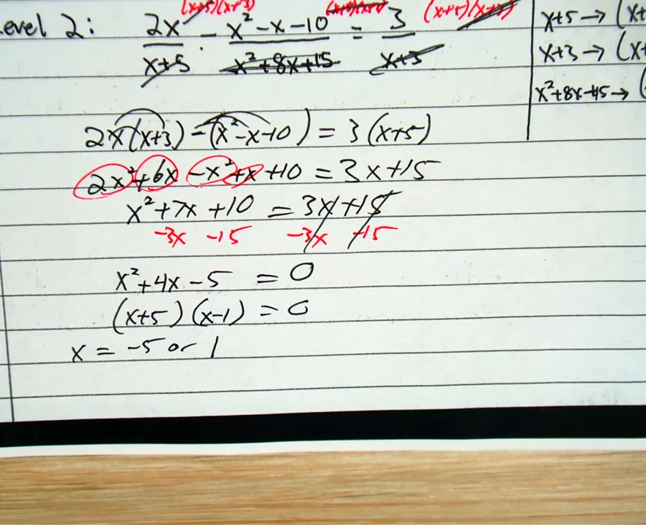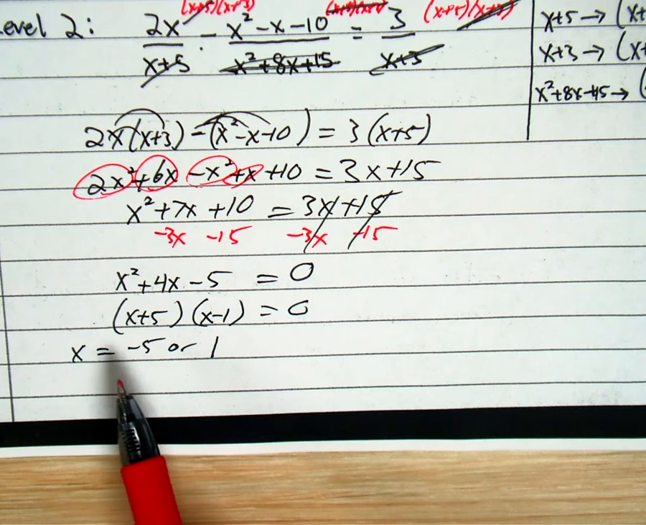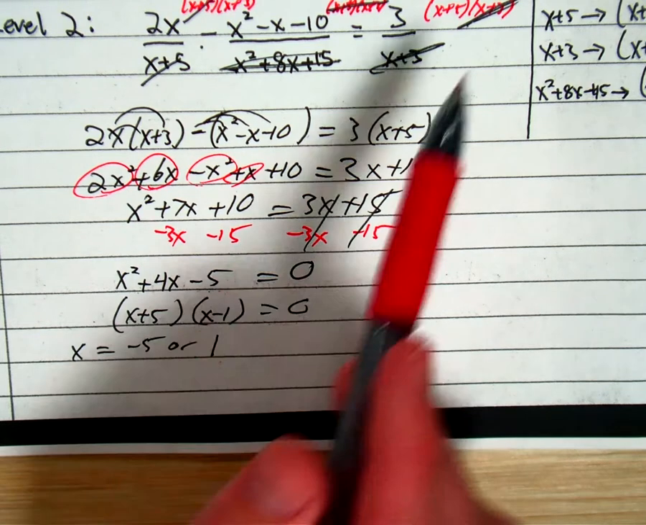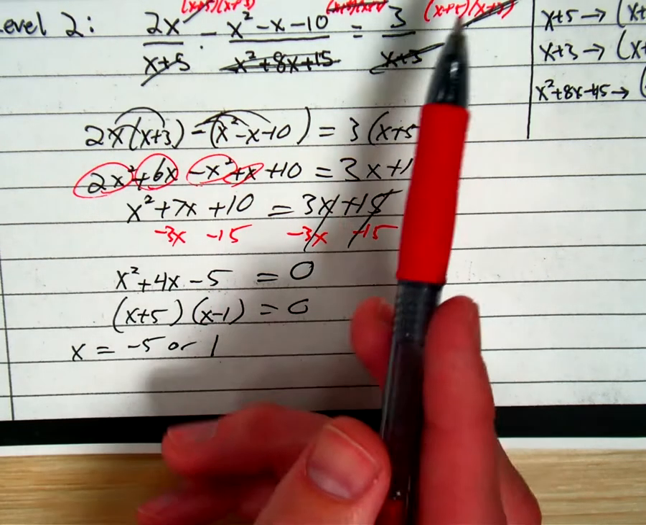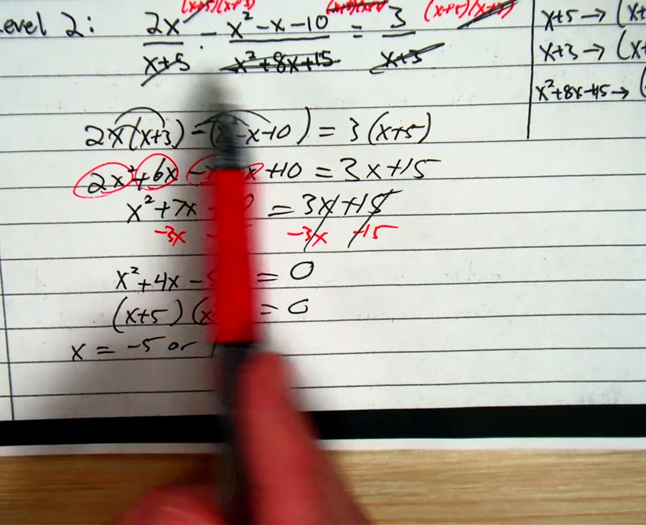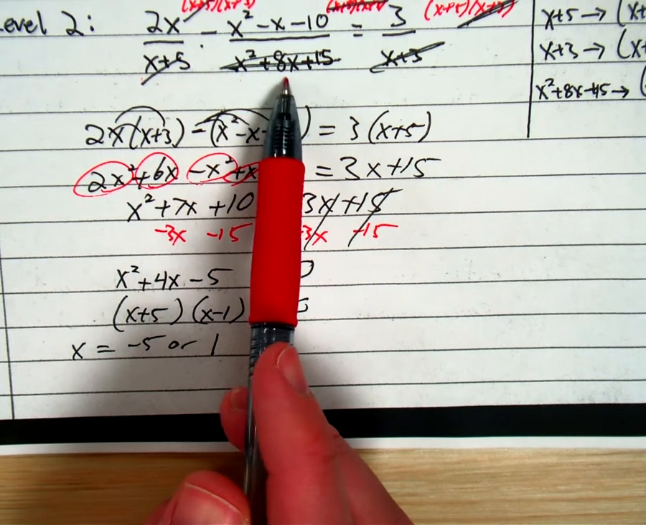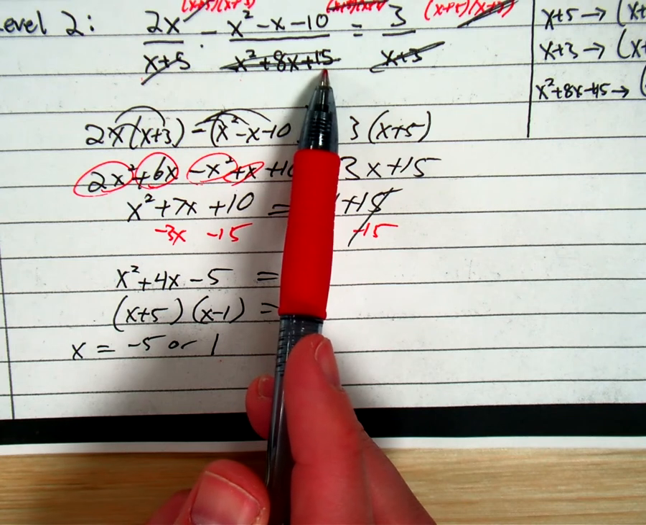Whew, that was a lot of work. But guess what? You're not done. Alright, now we got to check them out. And most of the time you don't have to actually put it through and check it out the whole way. The most common thing here is to make sure that negative 5 or 1 doesn't give us any denominator errors back in the original. If I put 1 back in the original, do you think I'm going to get any problems? 6, 1 plus 9 plus 15, so 25, nope.